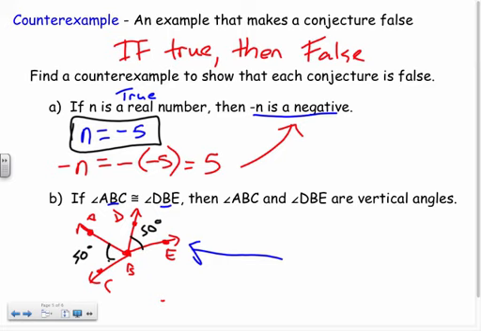Okay, so the if has to be true, but you want to make the then false by giving a counterexample.